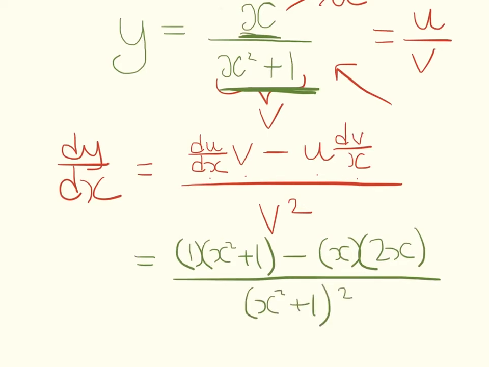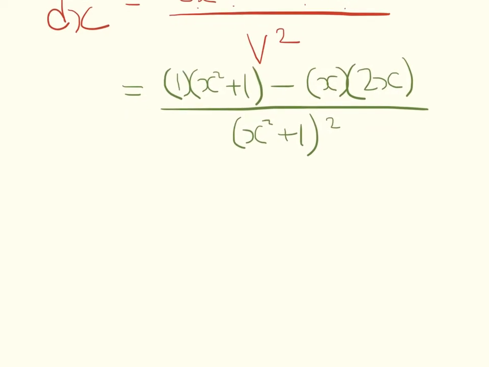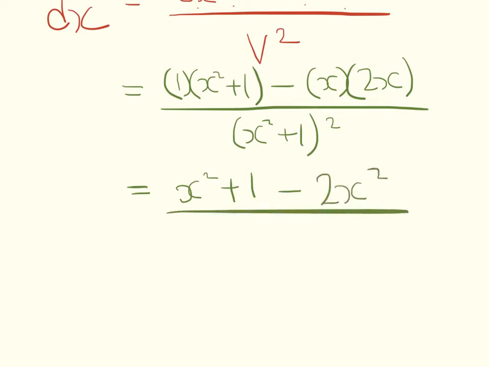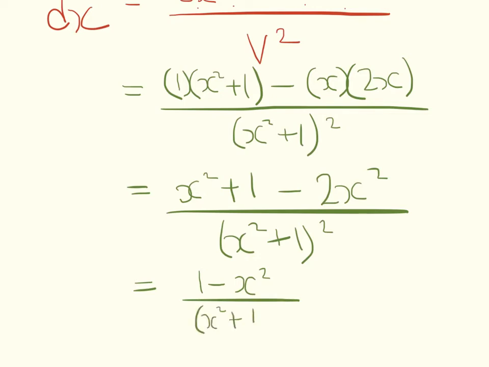So if we try and neaten this up, then we've got x squared plus 1 minus 2x squared over x squared plus 1 all squared, which is 1 minus x squared over x squared plus 1 squared.